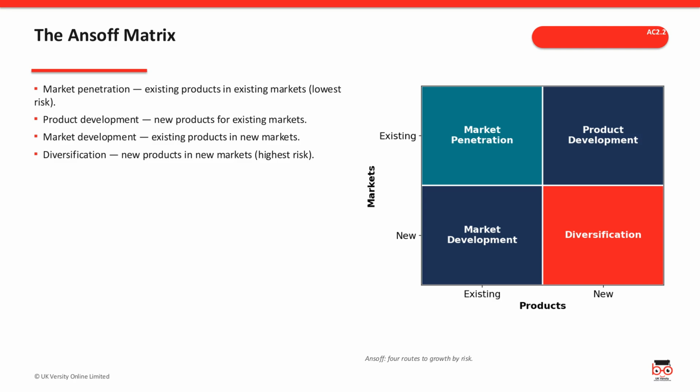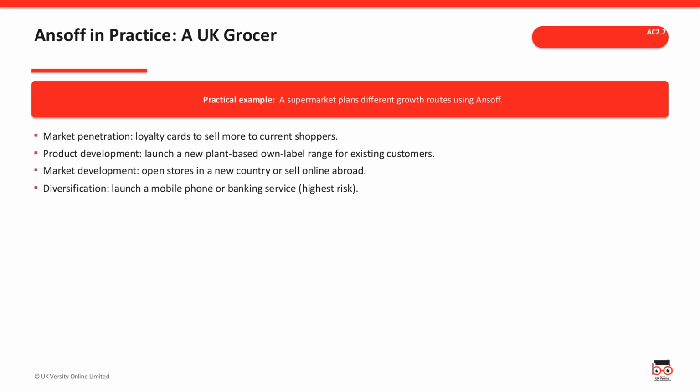Market development takes existing products into new markets, and diversification, brand new products in brand new markets, carries the highest risk. When Apple moved from computers into phones and then watches, you can trace its journey right across that matrix. Let's see the 4 routes through a supermarket's eyes.